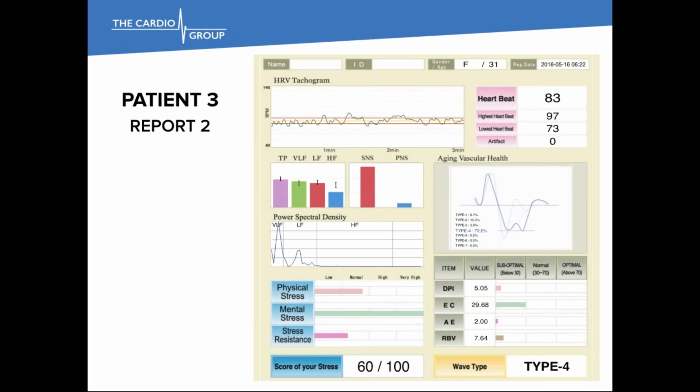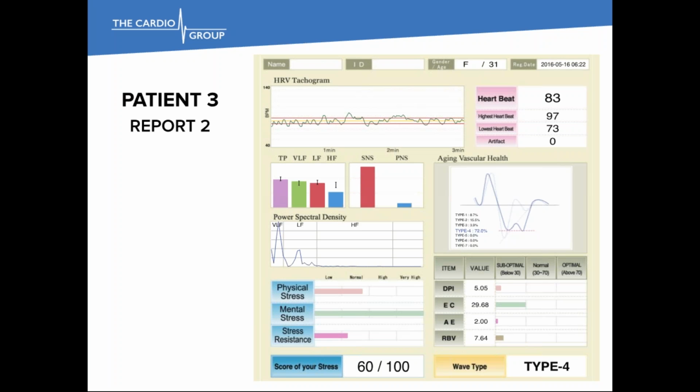When we look at total power, the power is good. They're really sympathetically dominant. Physical stress is normal, but mental stress here is very high, which can correlate with sympathetic nervous system. And we've seen that be a good correlate for many, many people, being able to ferret out their level of mental stress. We've also been able to show that exercise can lower mental stress, as can using CardioMath or other breathing techniques to lower mental stress.